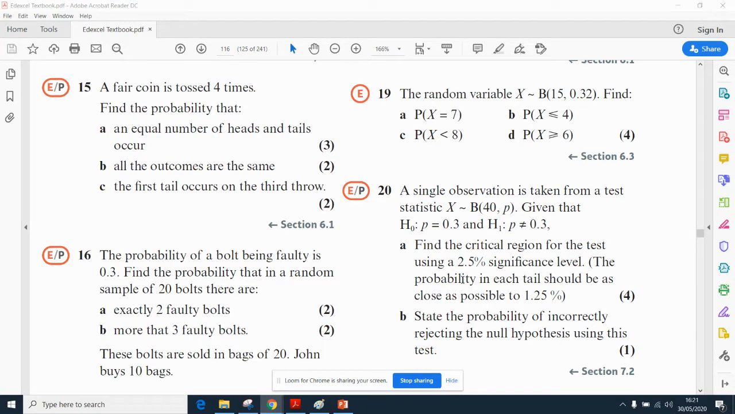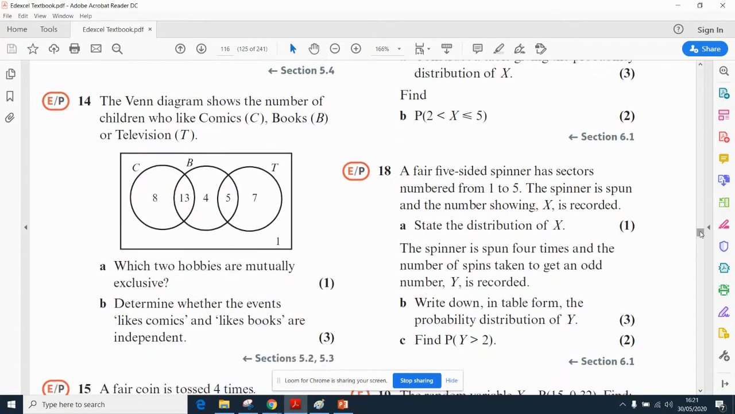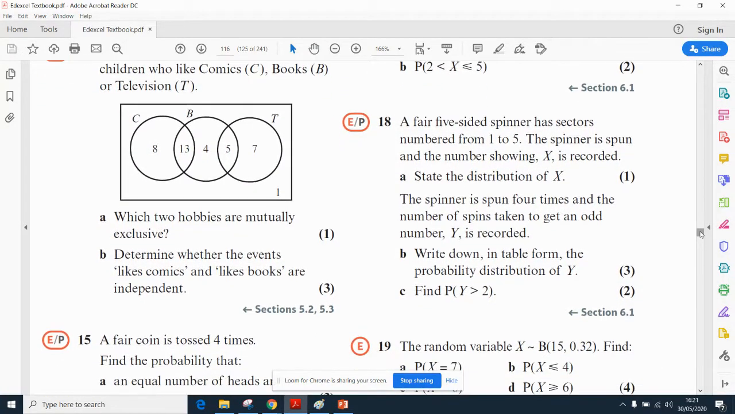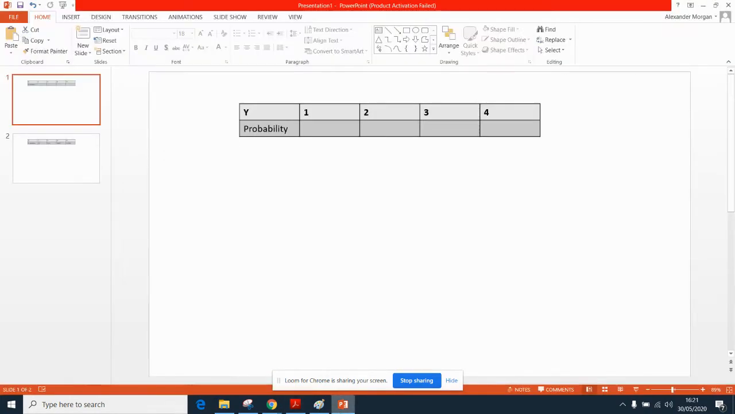Okay. Next question was question 18, parts B and C. You've got part A, which means you've got your distribution for X. Then it's asking you to write down a distribution for Y in table form. So we've got the numbers 1 to 5, and 4 spins of the spinner, and the number of spins it takes to get an odd number, in table form. So this is the sort of table it's looking for.